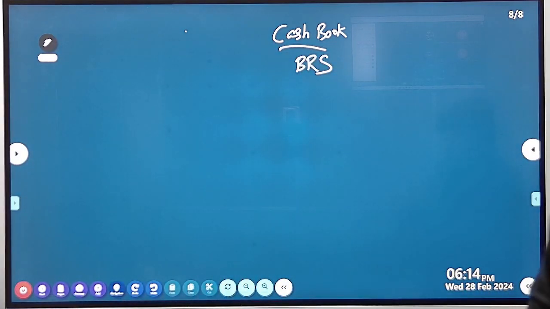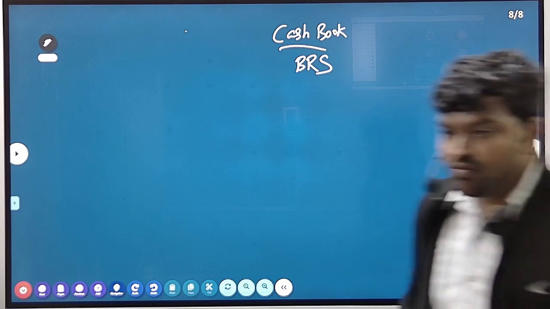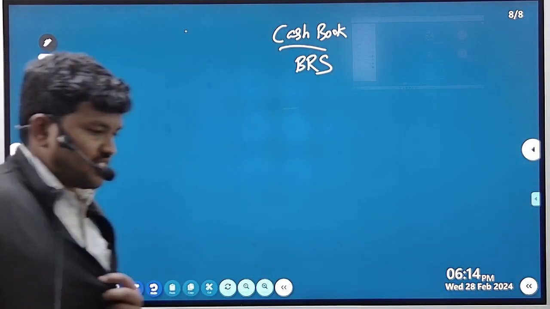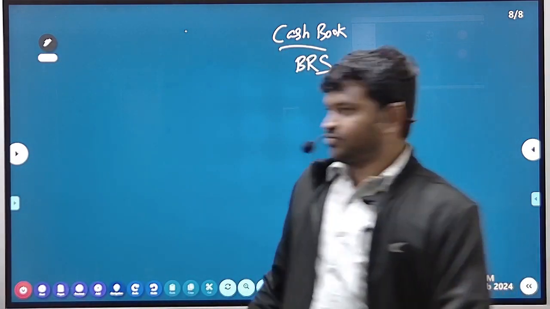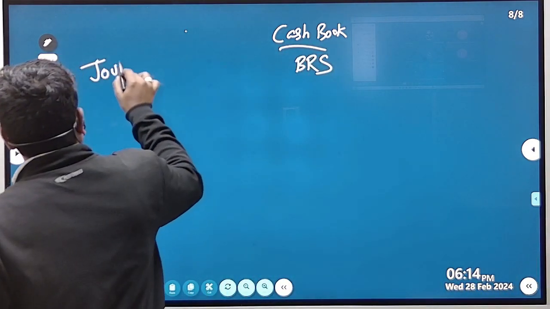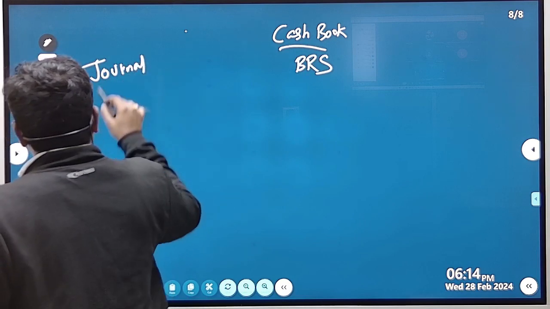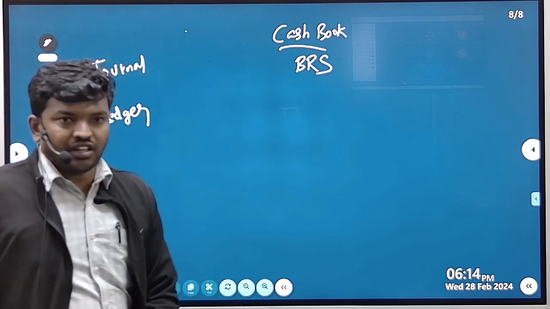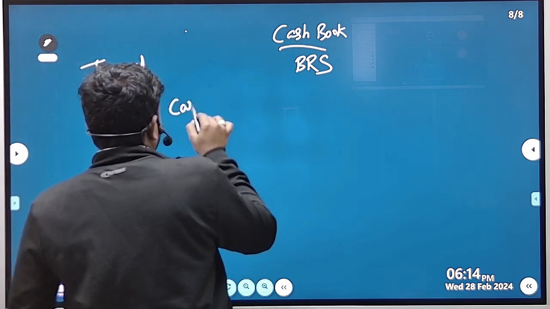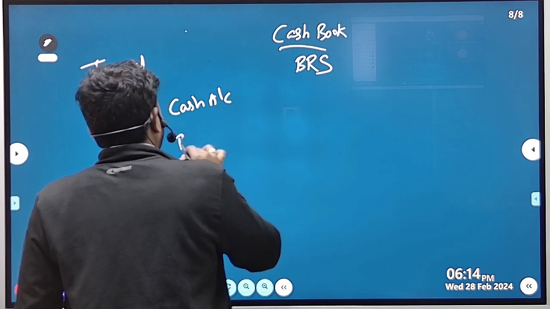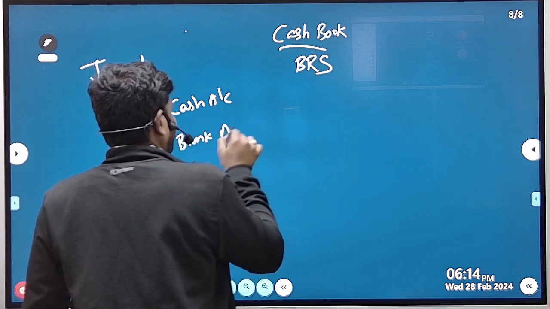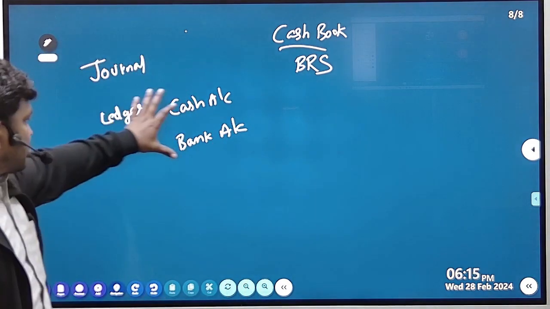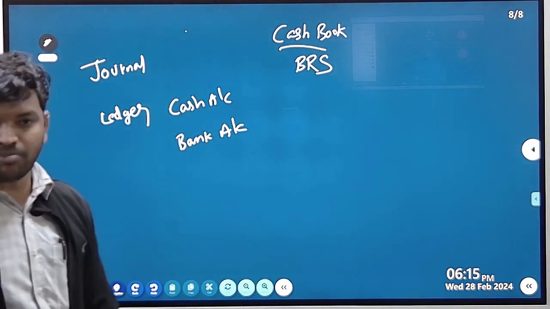What is this cash book? Yes, accounting cash transactions. All the cash transactions. Generally, you record in journal, and then you post these journal entries in the ledger. Yes or no? In ledger accounts, you have several accounts, but out of them, I am taking cash account and bank account.